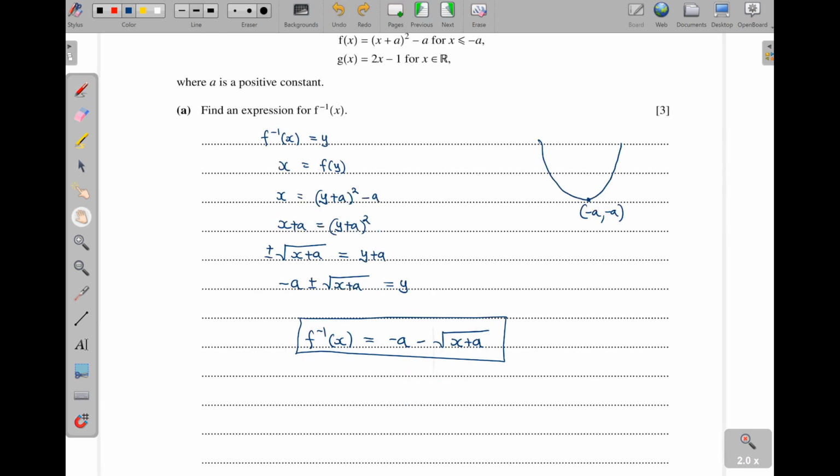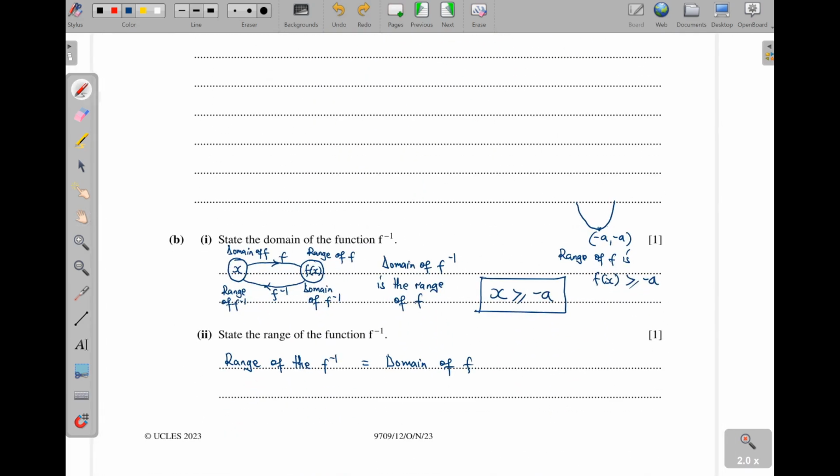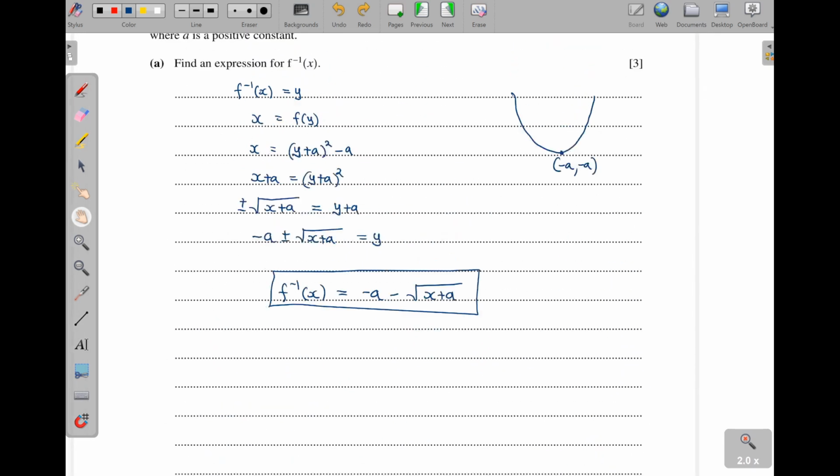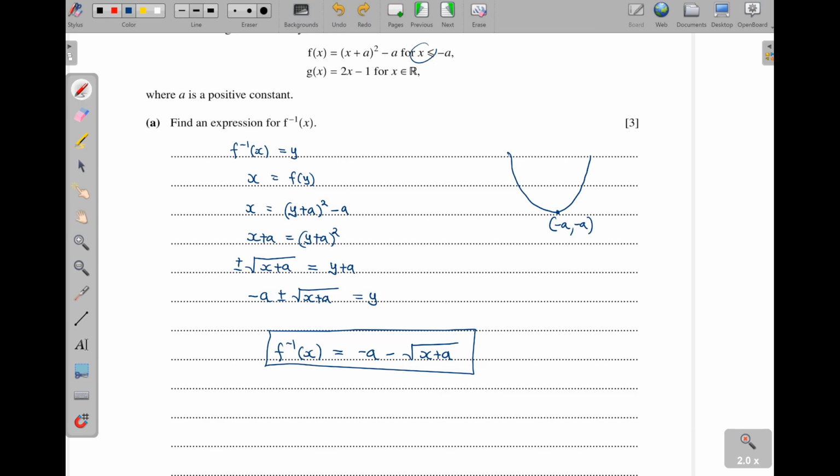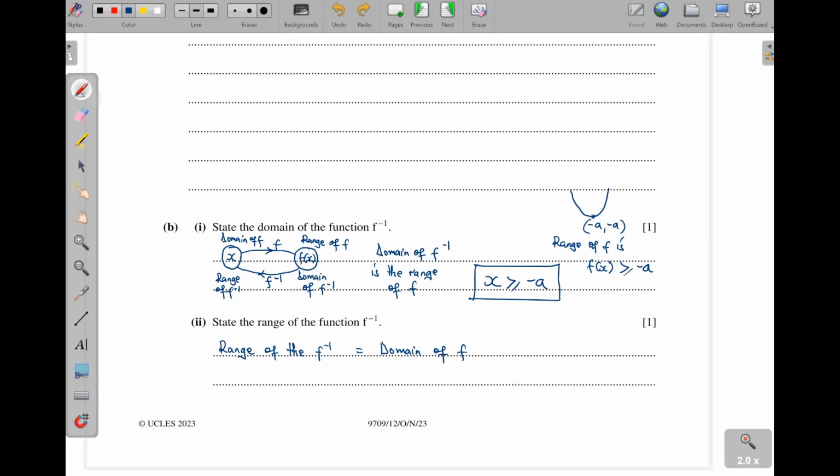But when we are writing the range, it has to be in terms of the function. So that means we shall drop this x here, and then we put a function here, but it is the inverse function. So I will write f inverse of x then is less than or equal to negative a.